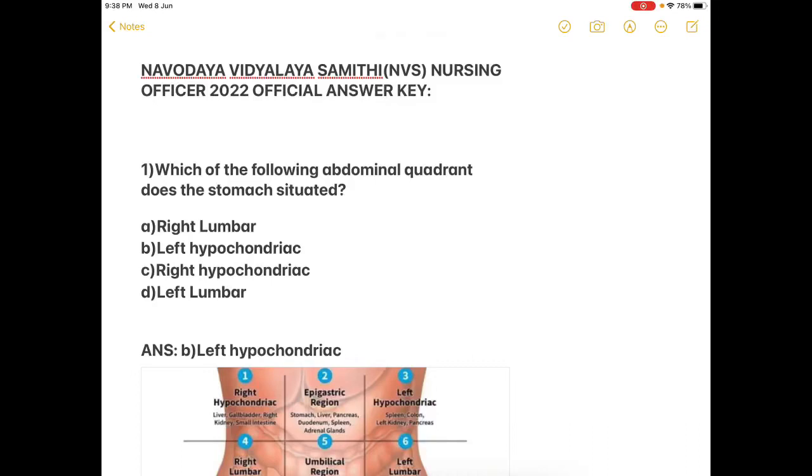Today we'll be discussing the Navodaya Vidyalaya Samiti NVS Nursing Officer 2022 official answer key. This official answer key was released 2 days back and the exam also was held recently only. So we'll be solving about 20 questions today.